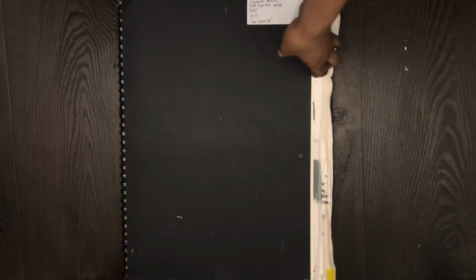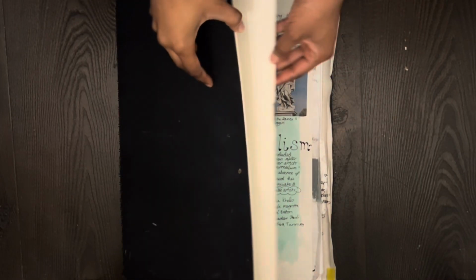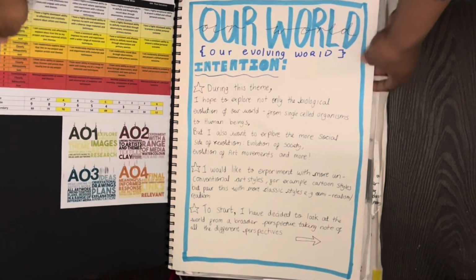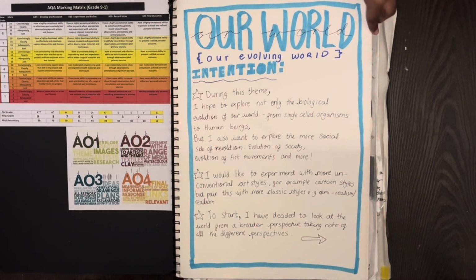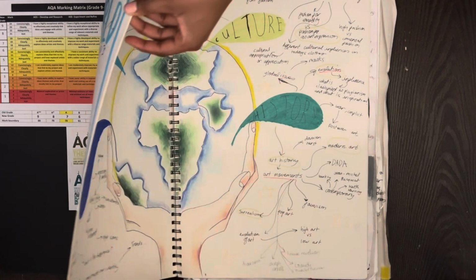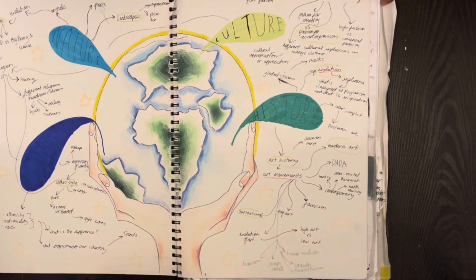So this is the externally set assignment, which was Our World. Well, I chose Our World. There were like a list of topics. I think one was reflections or something. And this is me kind of talking about my intention. I did this right at the end. Our World was an interesting topic, to be honest.